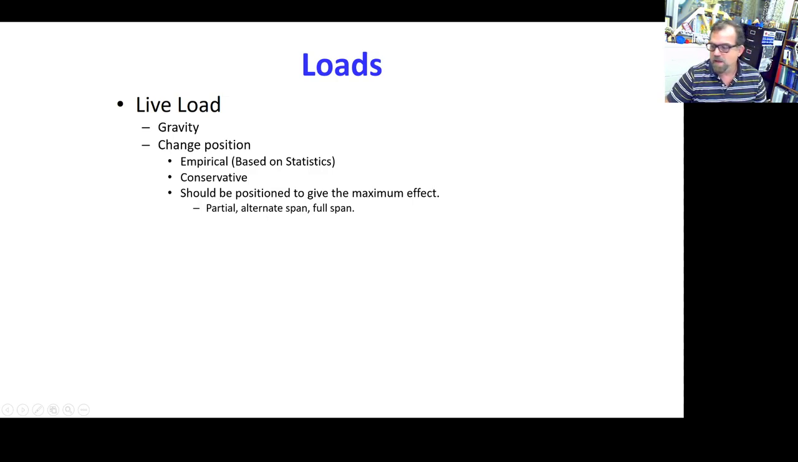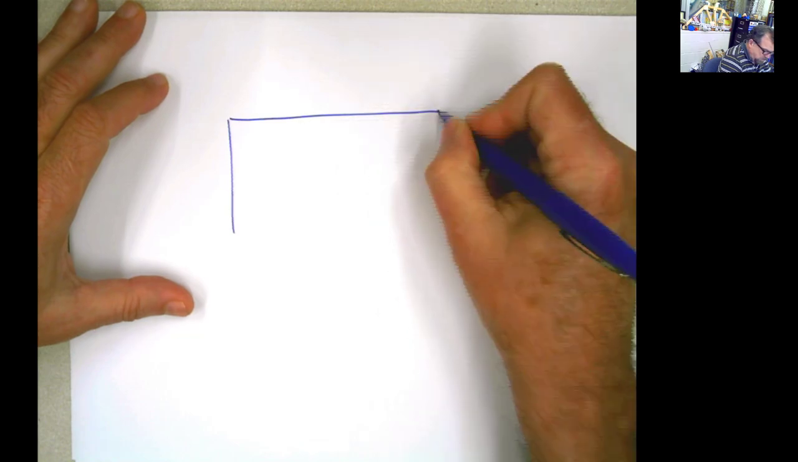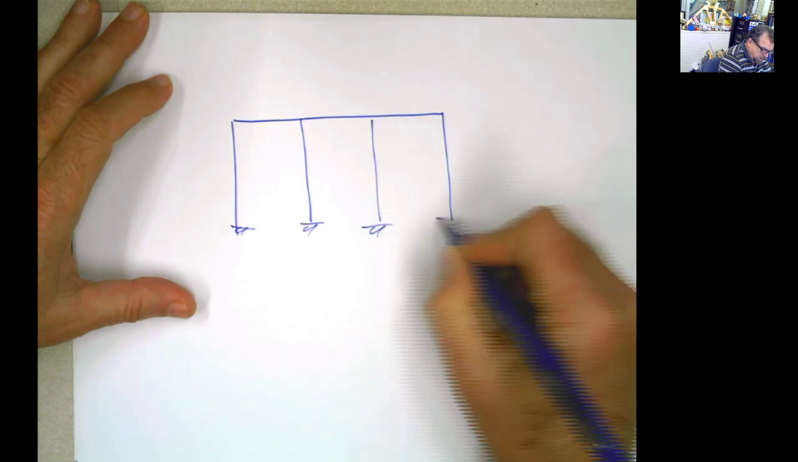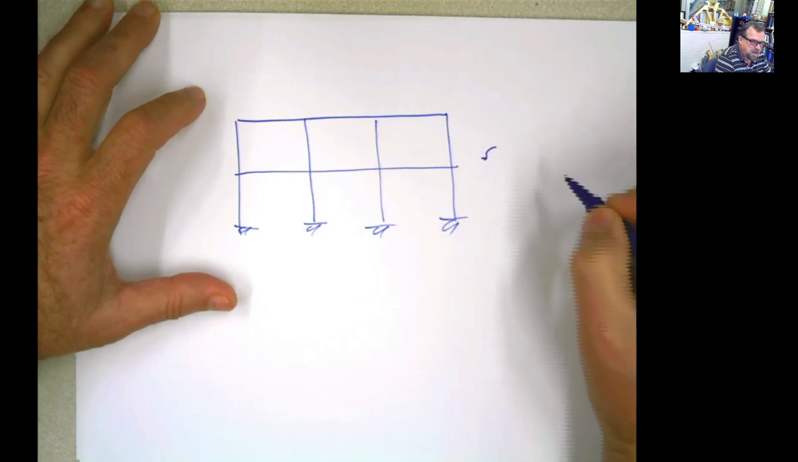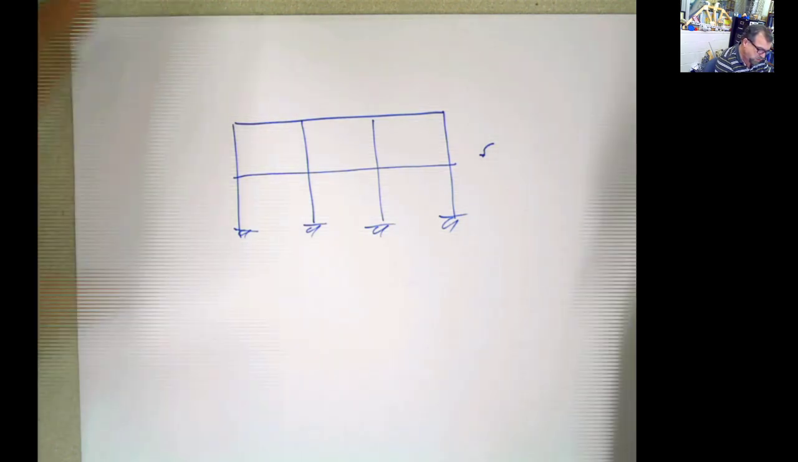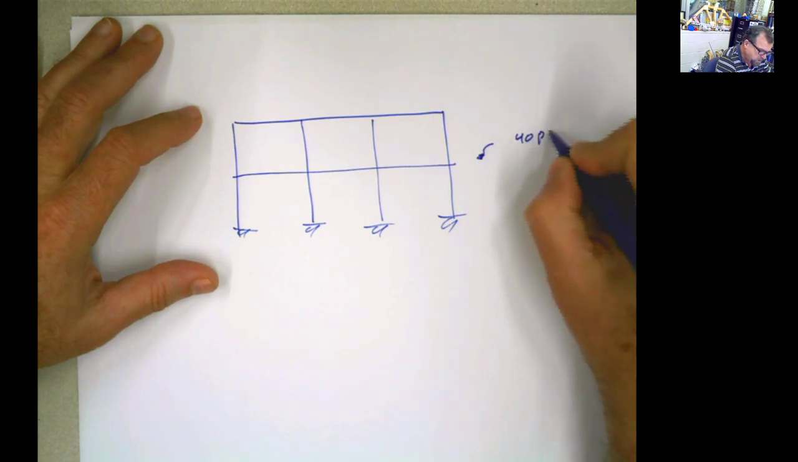Partial, alternate, full span. What I mean by that is, let me switch to this part here. So let's say that you are designing a classroom building, and then you have something like this. This is a frame in that classroom, and you are designing, let's say here in this part, the first story, right there. And then you go and find the loads in the specification, which I'm going to show you now, the values for the loads. And this is, I don't know, 40 pounds per square foot of loads.